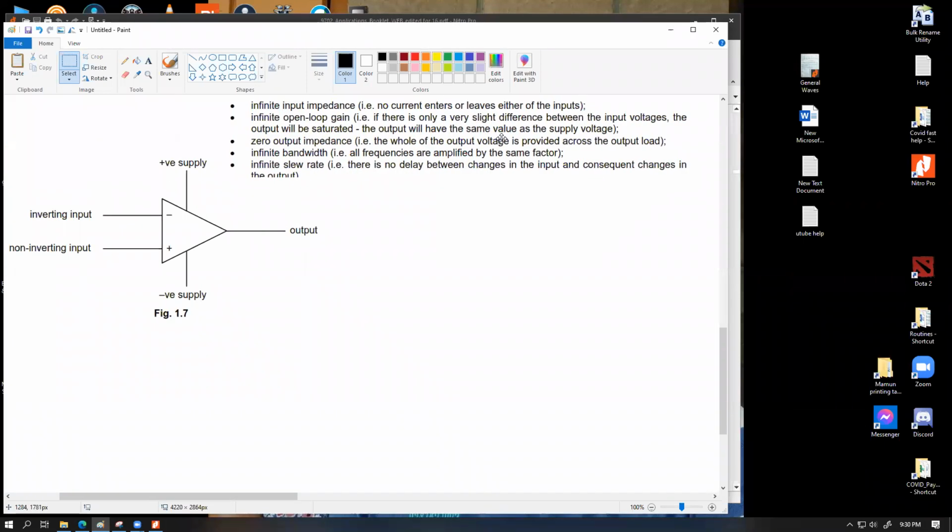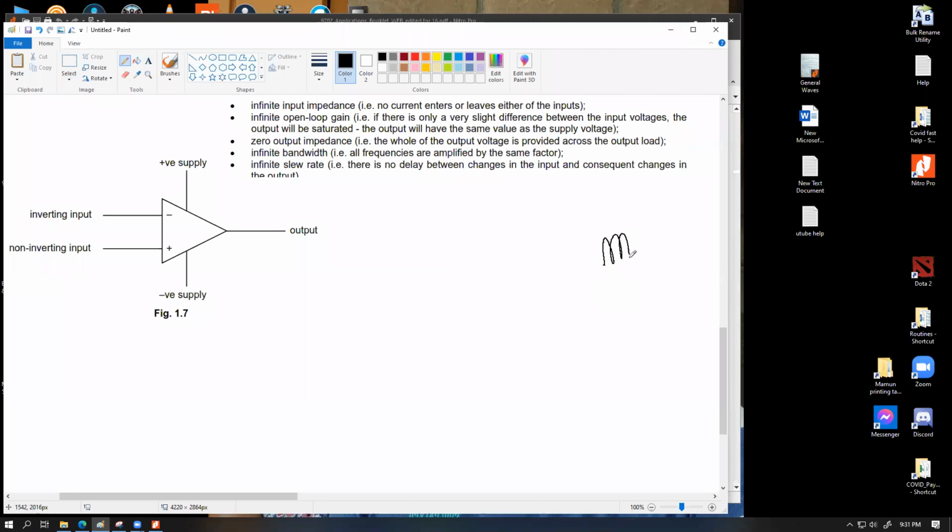Okay, let's keep it here and go bullet by bullet. Infinite input impedance. Let me just tell you what the idea of impedance is. The definition of impedance is not included in your syllabus, but in the properties of op amp, we have to use the term impedance because it is defined as impedance. Now, I'll give a little bit of discussion to explain what impedance is. Let me give you a very simple idea. Try to understand this part.